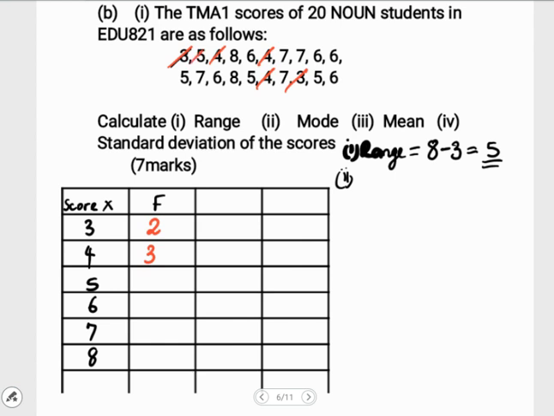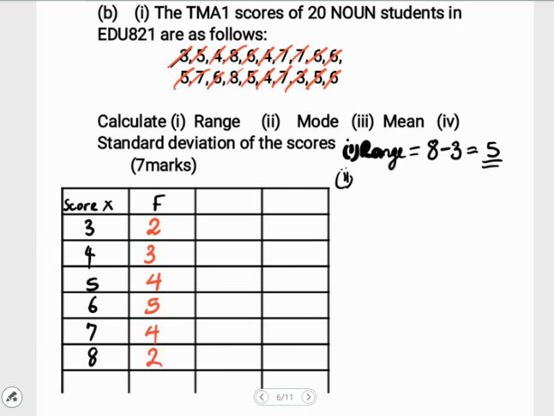Then 5 now: 1, 2, 3, 4. So we have 4 times. Then 6: 1, 2, 3, 4, and 5. It appears 5 times. 7: 1, 2, 3, 4, so 4 times. And then 8 appears only 2 times.